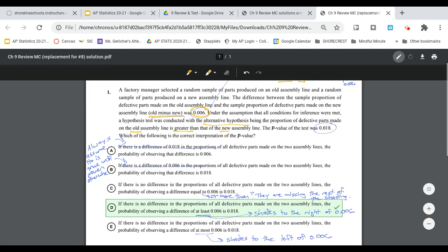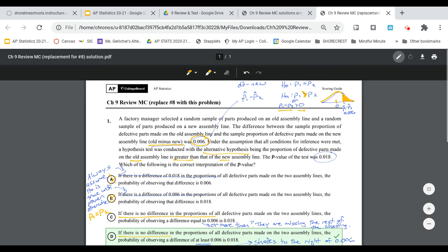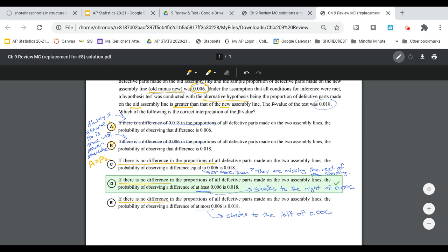Okay, so let's go to our answers. You know A and B are not right because we always assume the H0 is true until proven otherwise. And remember that our H0 is P1 equals P2. So we should be assuming there's no difference. That narrows it down to C, D, and E. We know it's not A and B because we're assuming the H0 is true in the beginning. And then the probability of observing a difference of at least 0.006 is 0.018. So it comes down to the shading of the picture.